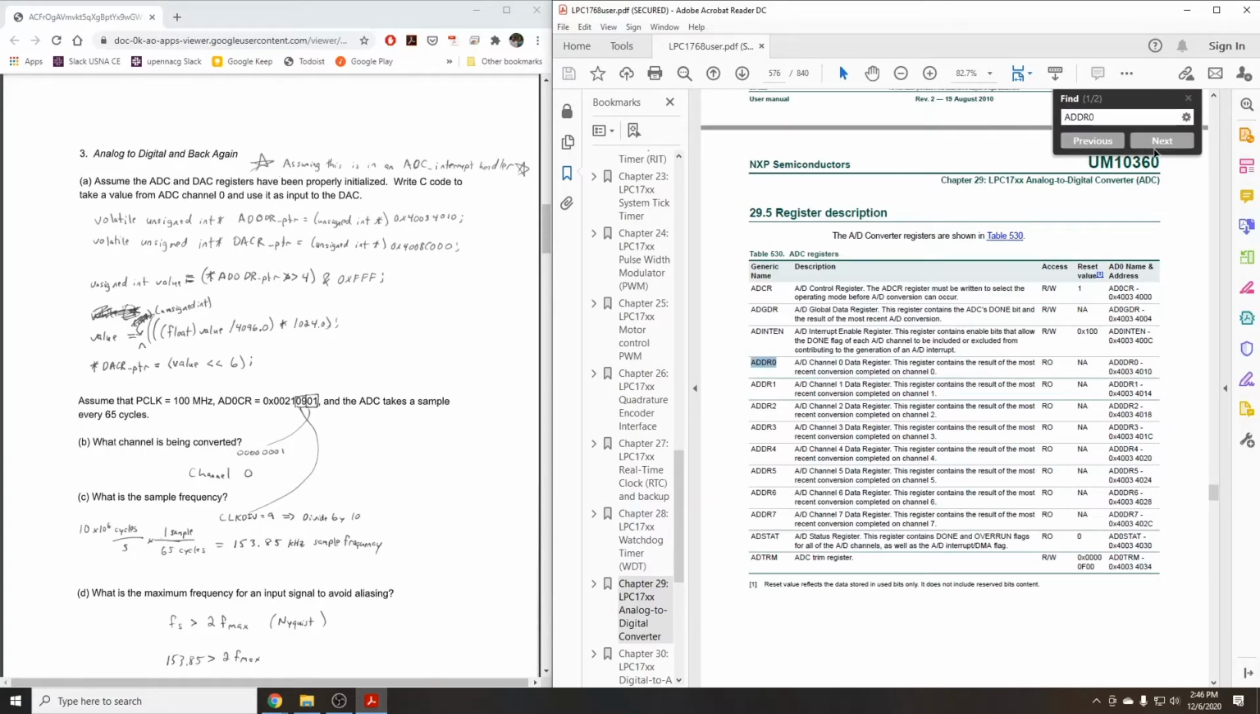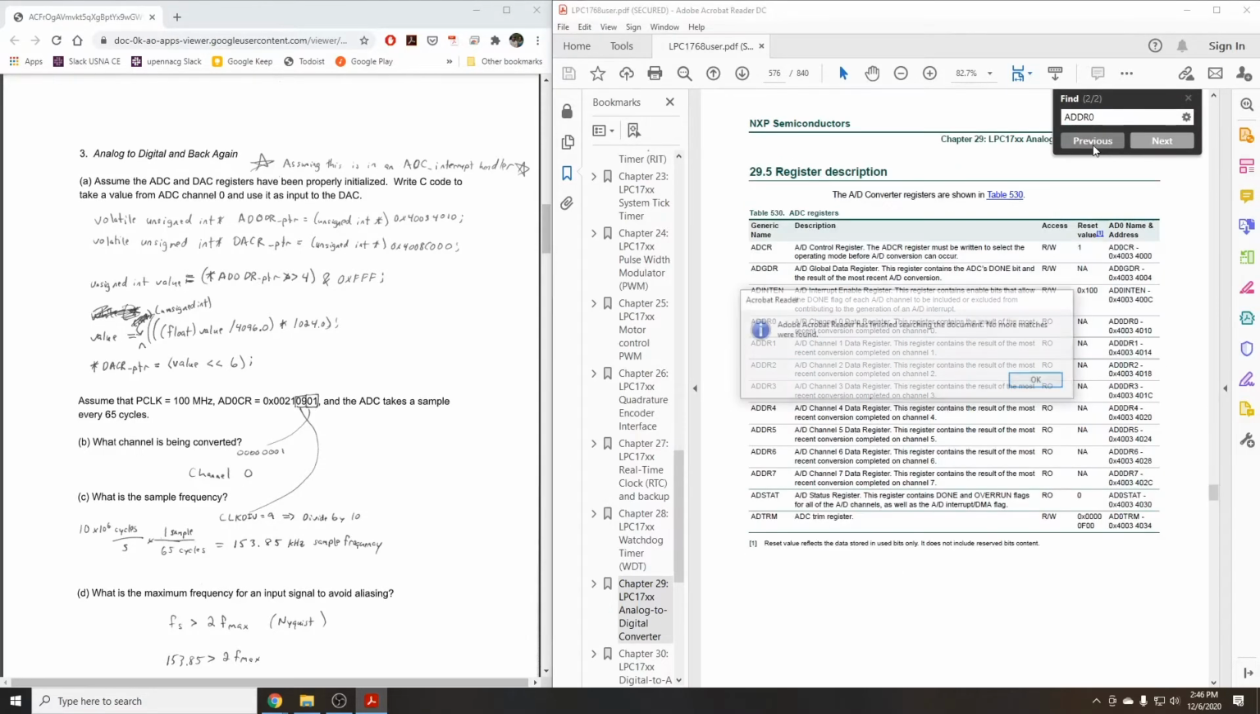and if we look that up, we can find, or maybe we can't, AD0DR0 is I think what it actually gets listed as here. Yeah, there it is in the right column. So this gives us the address that we need to use for that pointer, 403410. That's where we'd find that.